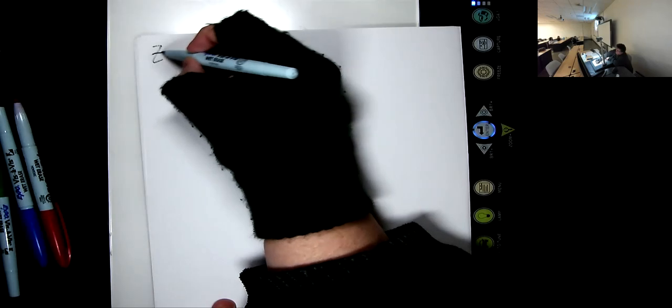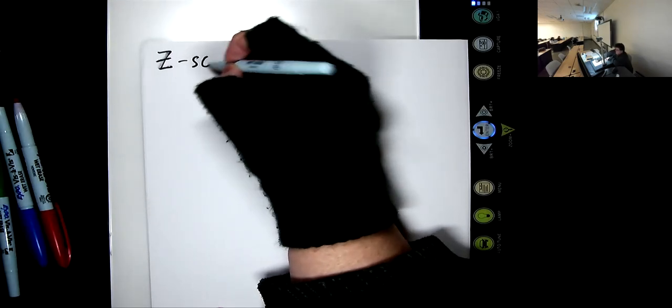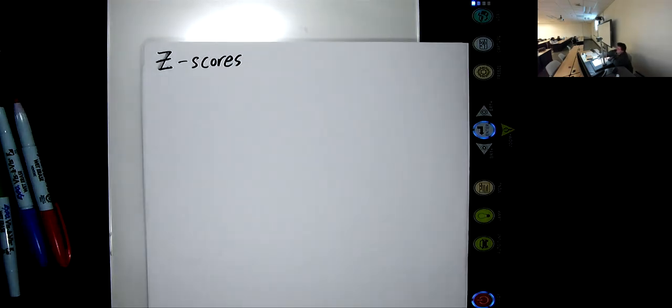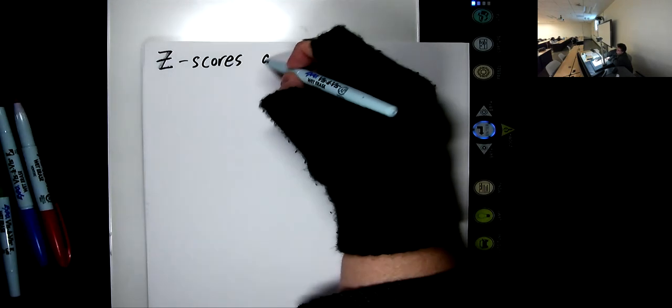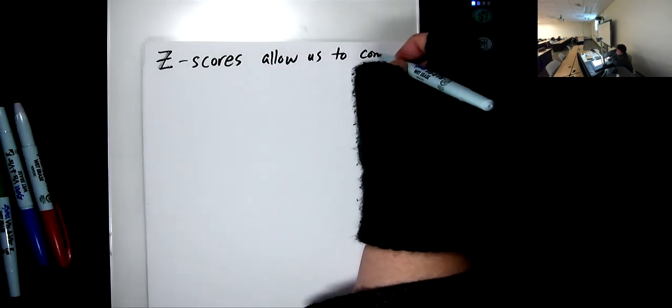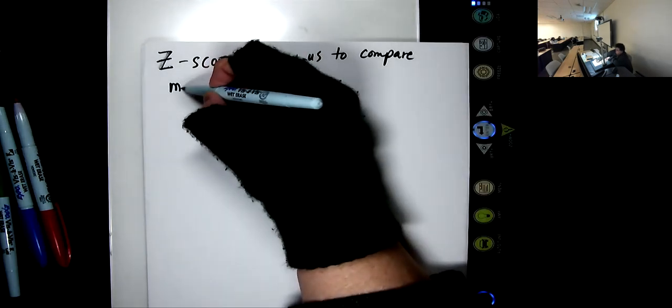So we do something called the Z-score. So Z-scores, that's my Z. I put a crossbar on it and make it so it looks like definitely not a 2. Z-scores allow us to compare different populations or members of different populations.